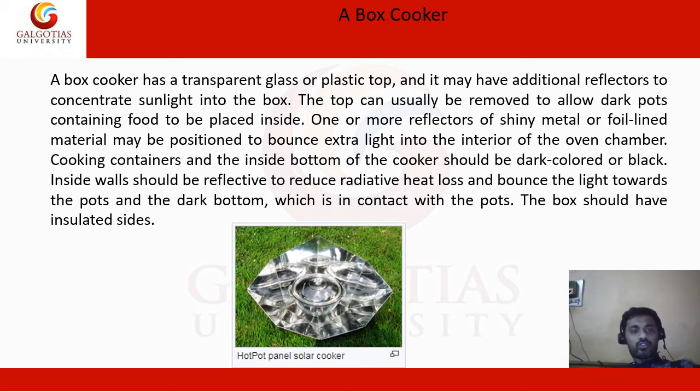So crumpled newspaper, wool rags, dry grass, sheets of cardboard, they can be used to insulate the walls of the cooker. So metal pots or bottom trays can be darkened either with a flat black spray paint, black tempera paint, or soot from a fire. The solar box cooker typically reaches a temperature of 150. This is not as hot as a standard oven, but still hot enough to cook food over a somewhat longer period of time.